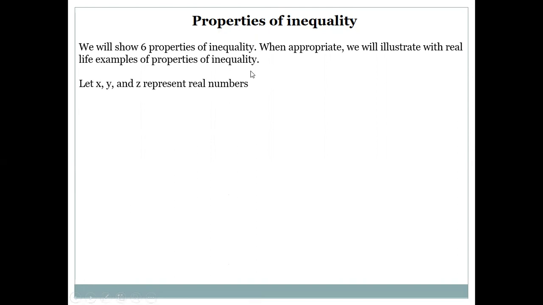The first property belongs to addition. Let x, y, and z represent real numbers. Any real number may be a positive or a negative number. The addition property is: if x is less than y and we add the same number on both sides of the linear inequality, x plus z is less than y plus z.